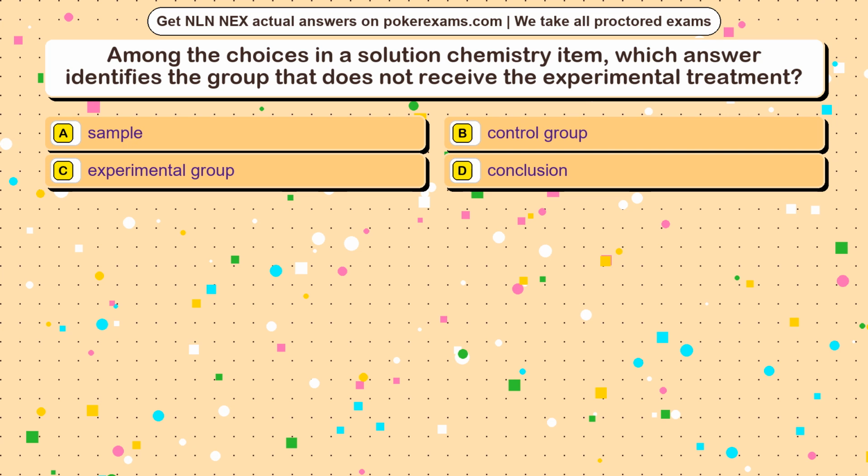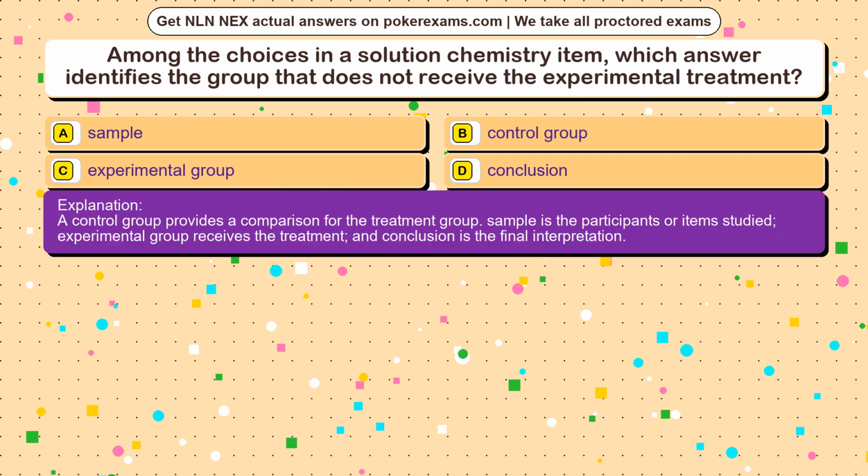The correct answer is option. A control group provides a comparison for the treatment group. Sample is the participants or items studied, experimental group receives the treatment, and conclusion is the final interpretation.